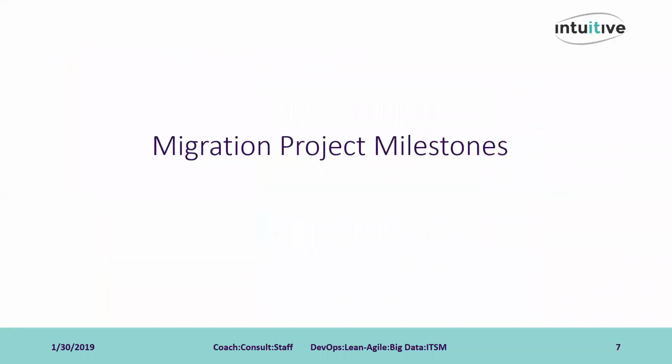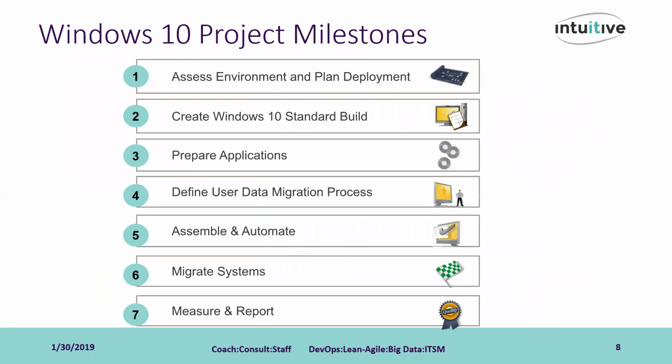Okay, let's take a look at project milestones. So here's an overview of the 7 key features or milestones that make up one of our Windows 10 projects. So our approach to that Windows 10 migration will share these fundamental steps that the previous operating system migrations followed to ensure that successful outcome that we're looking for.